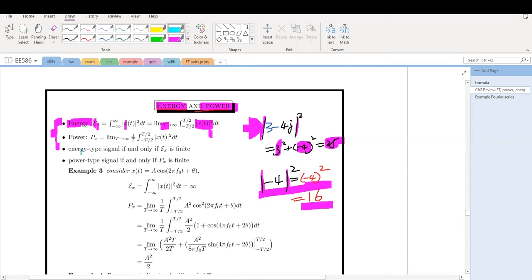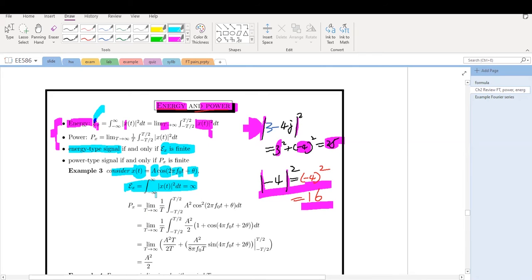Let's introduce the energy type signal. A signal is an energy type signal if and only if its energy is finite, which means the energy can be specified by some certain number. It cannot be infinity. Let's use an example to illustrate how we calculate the energy: x(t) equals A cosine(2 pi f naught t plus theta). We always start with the definition when we calculate energy or power, so the definition is very important.